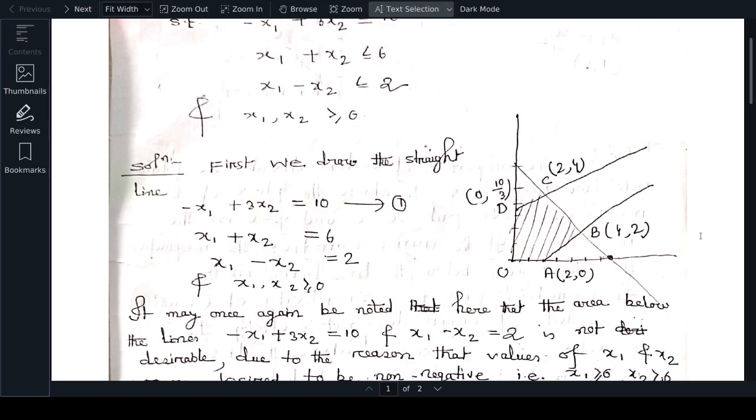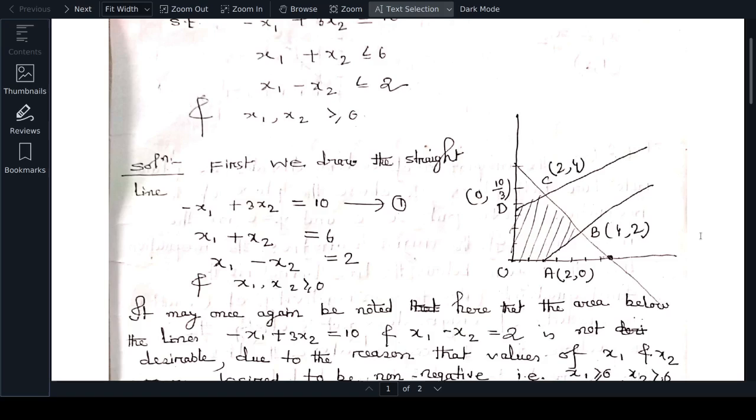Then also this is the origin-containing side. Passing through point A, the origin-containing side is the upward portion. So you see I have marked this portion because this is our common region. Feasible region means what? The common region is called the feasible region.